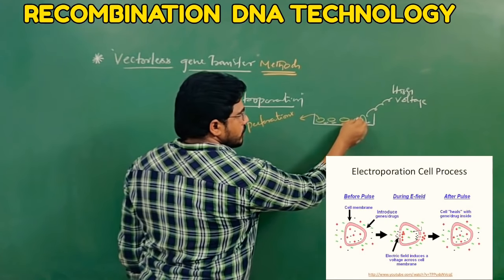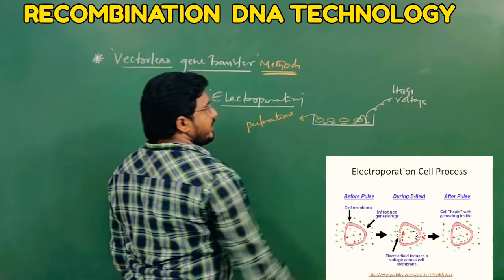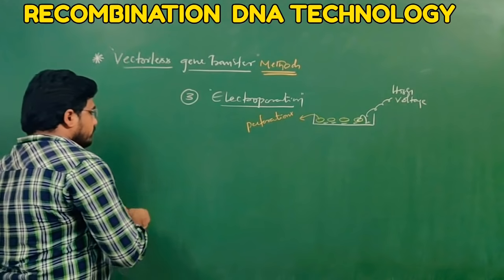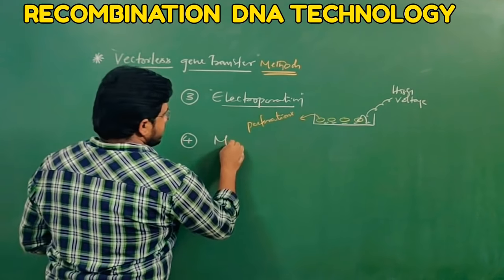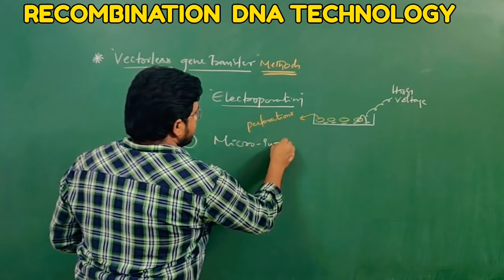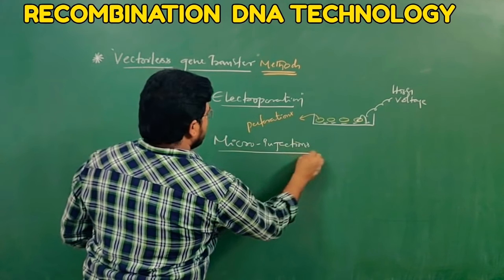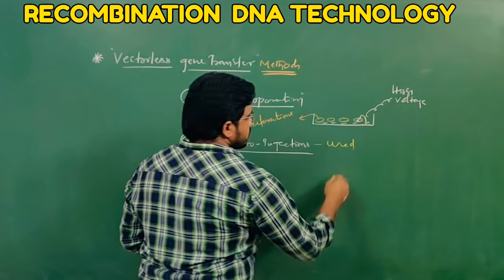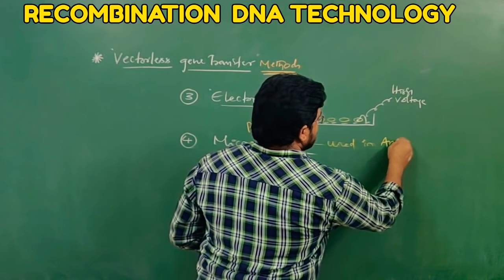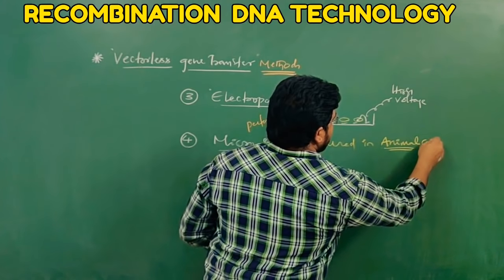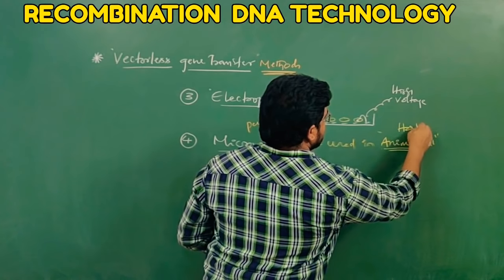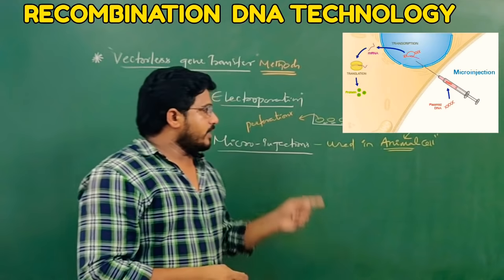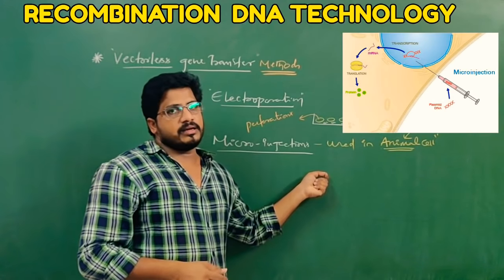When they have openings, through those openings this DNA molecule will go inside and bind to the genetic material of the host. The last one, micro injections. Micro injections are vectorless gene transfer methods preferably used in animal hosts. The host should be an animal cell. The previous three we can use for prokaryotes and eukaryotes, but this is a very suitable one for animal hosts.